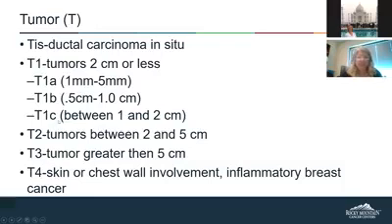Most breast cancers actually are probably T1C cancers, meaning that they're between 1 and 2 centimeters. T2 cancers are between 2 and 5 centimeters. T3 cancers are greater than 5 centimeters. And T4 cancers are cancers that are either involving the skin or the chest wall, or a type of cancer called inflammatory breast cancer.